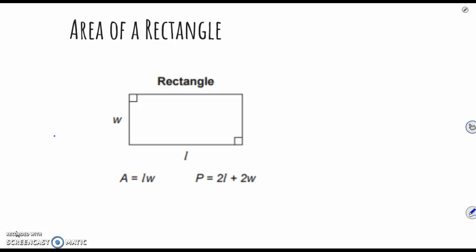Perimeter, if you recall, is when we find the sum of all the side lengths of a figure or of a polygon. Perimeter for a rectangle can be found using the formula 2L plus 2W. Remember, opposite sides are parallel, opposite sides are congruent for a rectangle. Therefore, we can multiply the length times 2 and the width times 2 and then find the sum to find the perimeter.